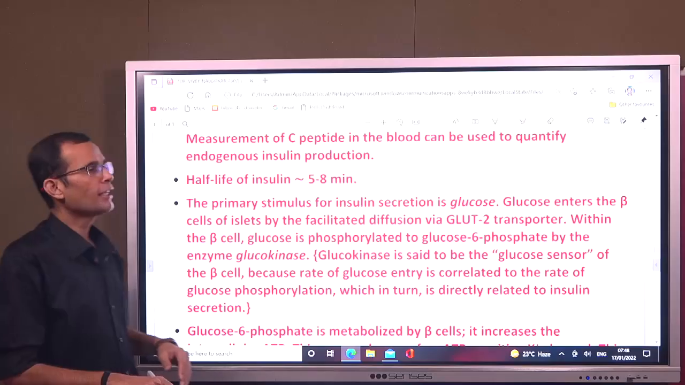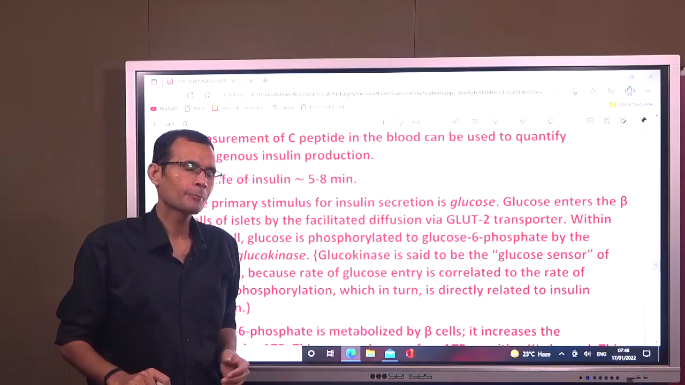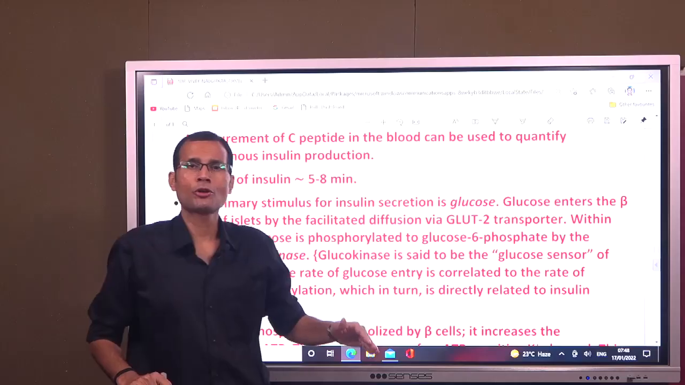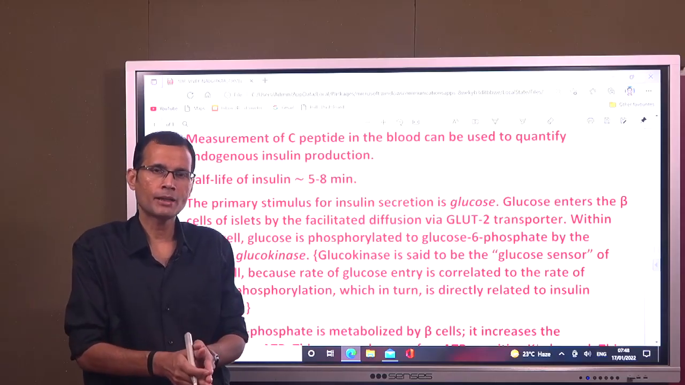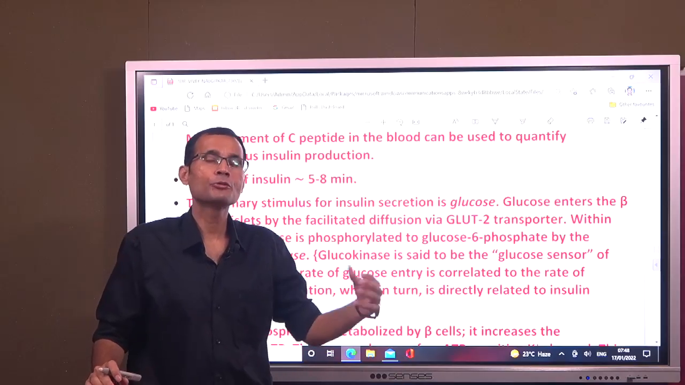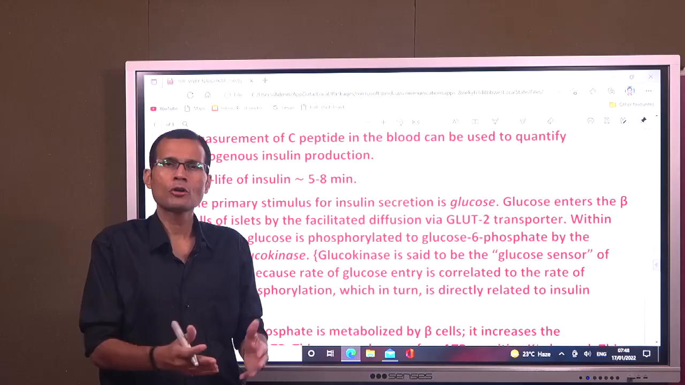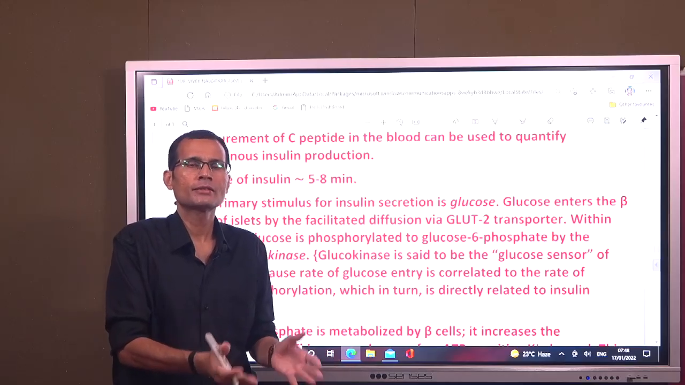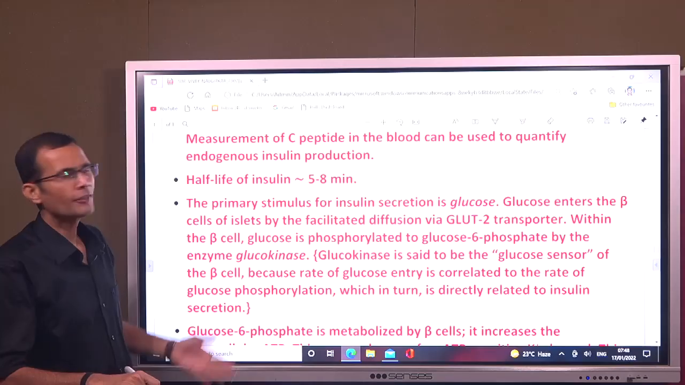Half-life of insulin, 5 to 8 minutes. Look, it's among the shortest. We've already done with that part. Shortest half-life is that of catecholamines, a few seconds. Growth hormone, around about 2 minutes. Insulin, 5 to 8 minutes.